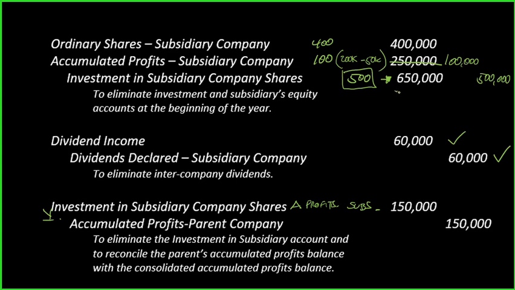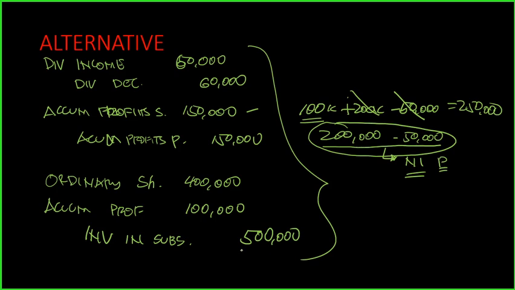Why are you using 650 and then balancing the 150? Okay, that has a similar effect, but actually that is also correct. Here it's clearer because the cost is 500, so you eliminate 500. So that's the alternative approach.